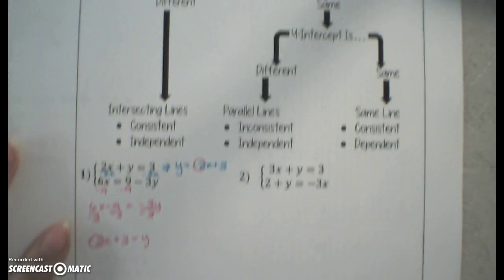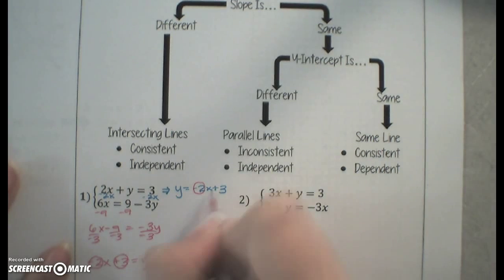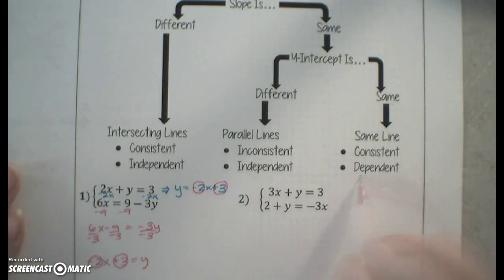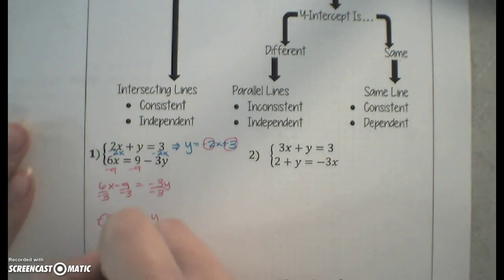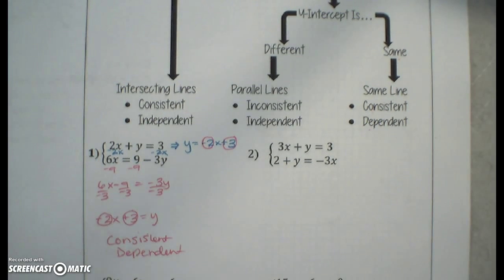So seeing how this one has the same slope, we're going to go up to our flow chart and find same slope, and then we look at our y-intercepts. Oh, they have the same y-intercept too. So that means that it is consistent and dependent because it's the same line. And I'm just going to go ahead and write both those words. There. All right, let's do one more together and then I'll have you try the other two.